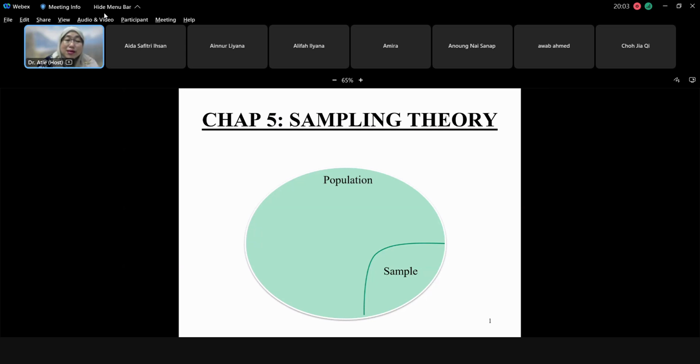You are using a sample, right? So population, we use it when we do census, all right? And then we usually use descriptive statistics in our analysis. Whereas for sample, we do survey, opposite to that one is survey, and we also can use inferential statistics.